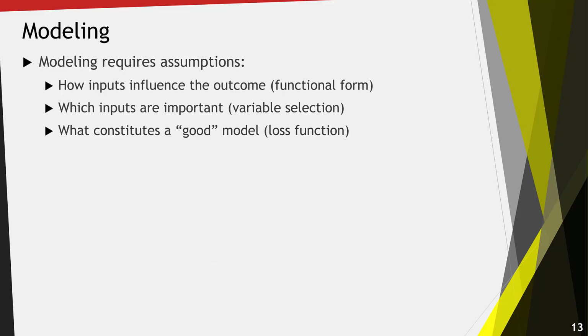This section of the course is going to cover the entire modeling process. Part of this are assumptions or decisions that you as a data scientist are going to have to make. Some of these are, how do you think particular inputs are going to influence the outcome? This can be thought of as the functional form of the relationship between your inputs and the output. You might need to decide which inputs are important. This is a variable selection problem, which is very important in the data science world. And then lastly, you're going to need to decide what constitutes a good model. This is embodied in the loss function. We'll cover each of these components down the road.